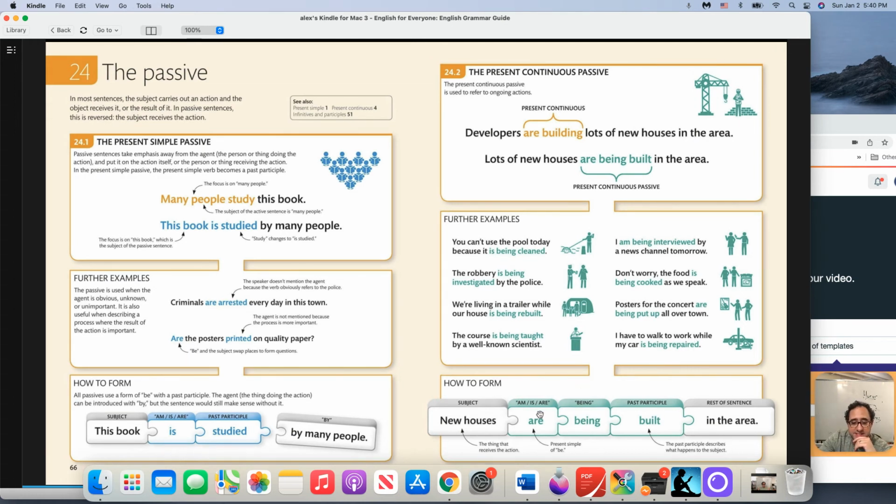How to form this? You add the subject, which is the direct object, new houses. Add am, is, or are. The only reason to add am is if it's I. So it's plural or singular. New houses are plural, so you use are. Add the word being, then the past participle, built, of the main verb, and the rest of the sentence, in the area. New houses are being built in the area.